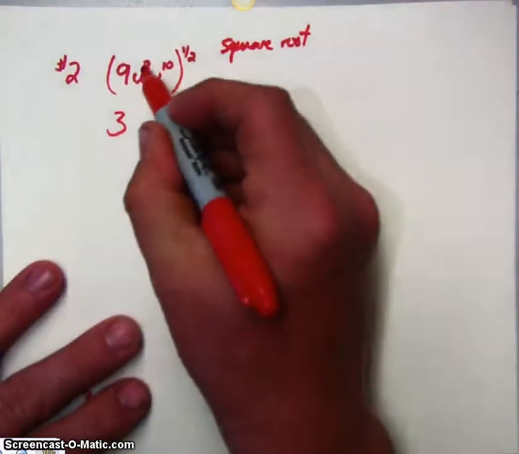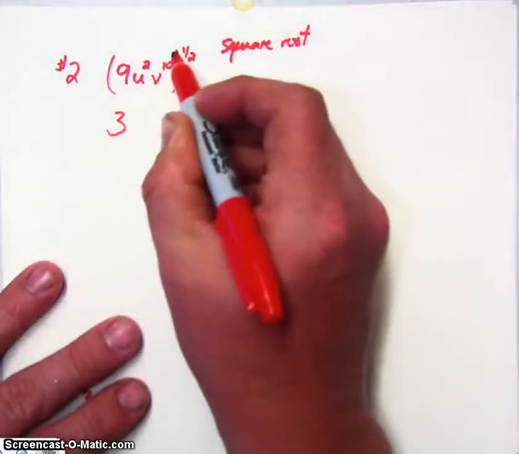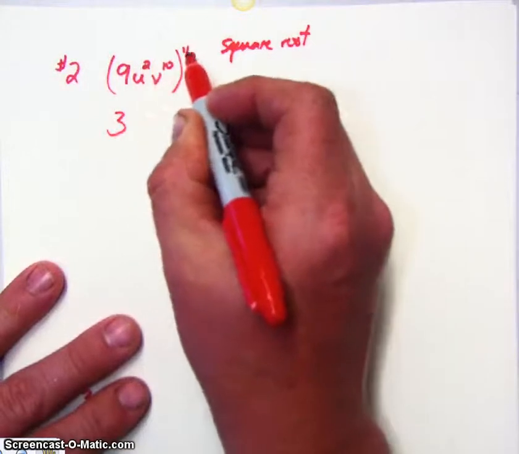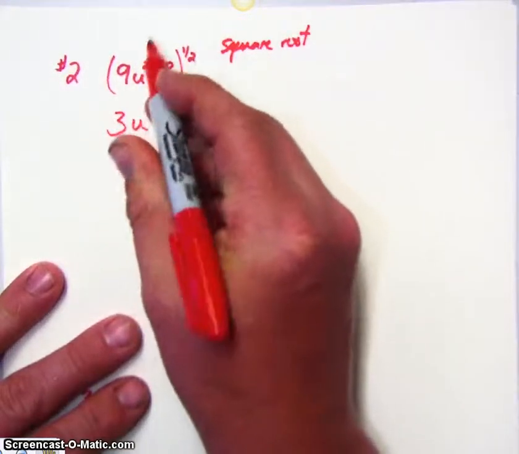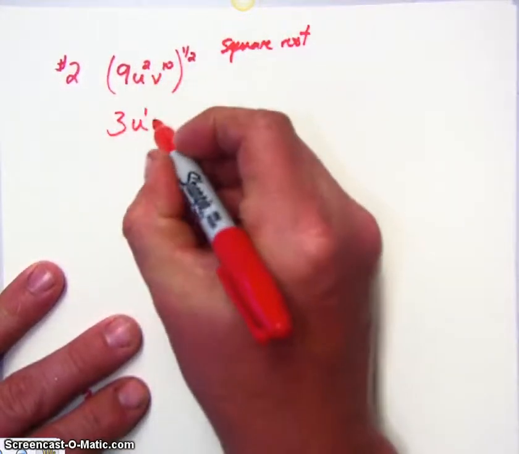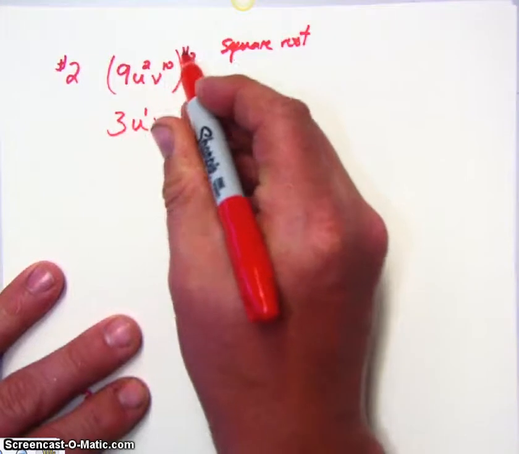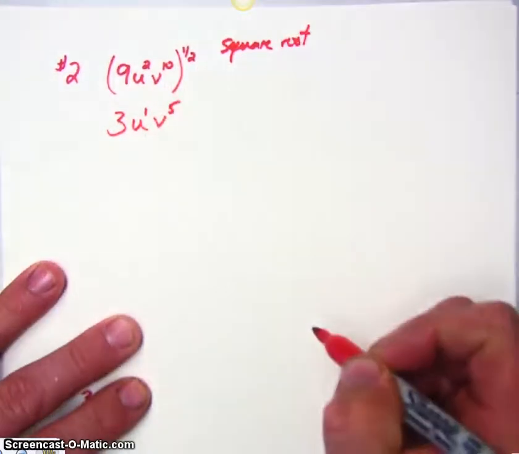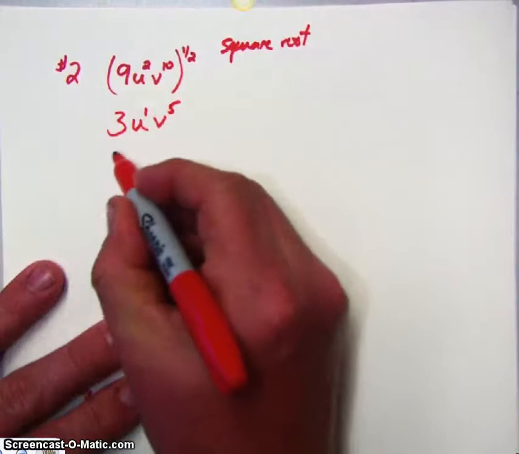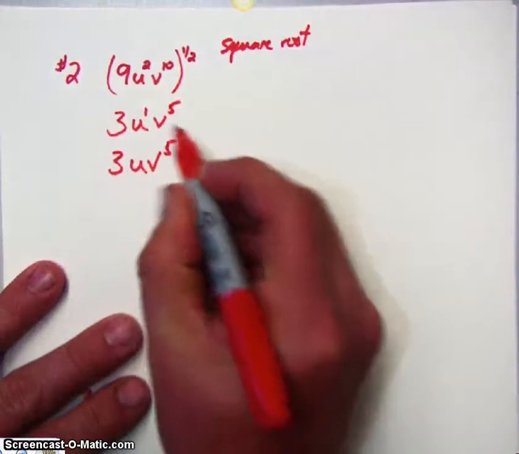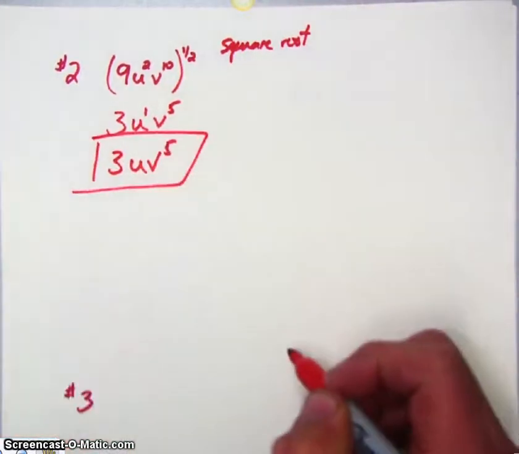Alright, now you distribute it here. Now remember, a power being distributed means you multiply. So what's 2 times 1/2? That's 1. And v, the 10 times 1/2 is 5. So therefore I can just leave it like that.